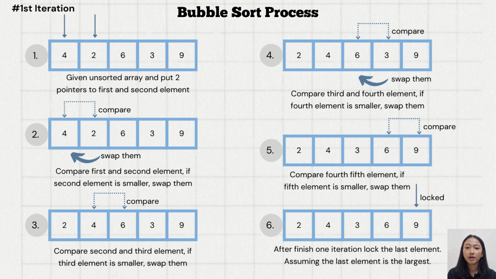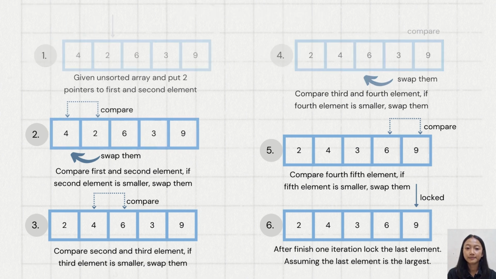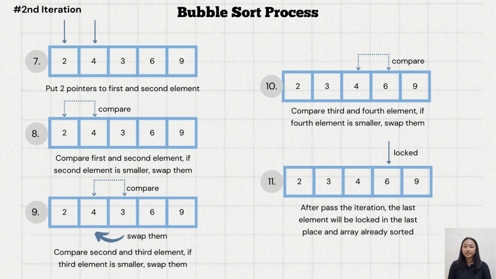6. After finishing one iteration, look at the last element, assuming the last element is the largest. Second iteration. 7. Put two pointers at the first and second element. 8. Compare the first and second element. If the second element is smaller, swap them. 9. Compare the second and third element. If the third element is smaller, swap them. 10. Compare the third and fourth element. If the fourth element is smaller, swap them. 11. After passing the iteration, the last element will be locked in the last place and the array is already sorted.